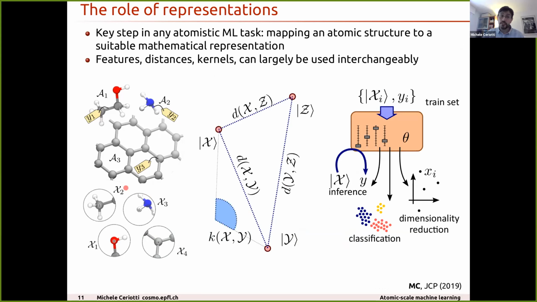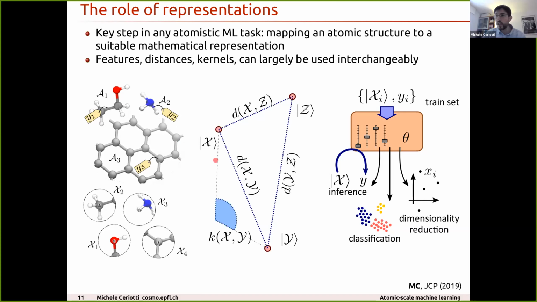Essentially, when you use atomic structures as the input of a machine learning model, you typically want to process the Cartesian coordinates of the atoms in a form that is more mathematically suited to the machine learning scheme. And from that point of view, I just want to mention the fact that when I speak about a representation, there are many different ways you can build a representation of an atomic configuration to be used in machine learning.